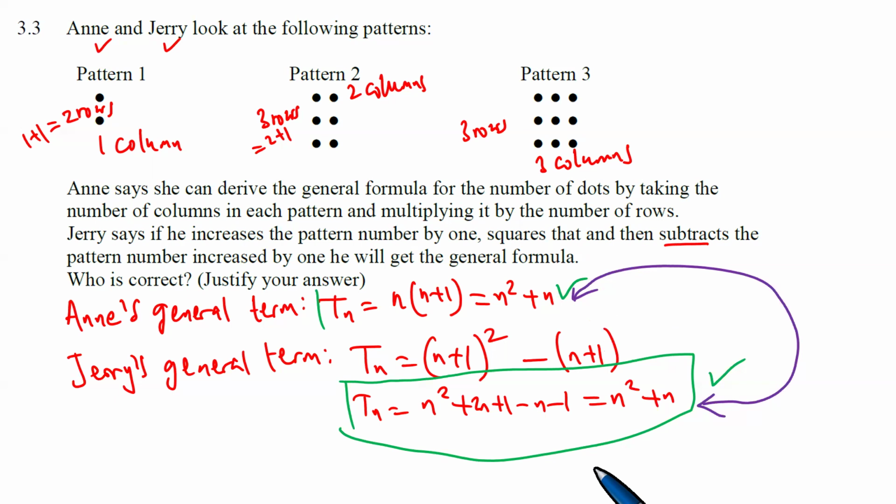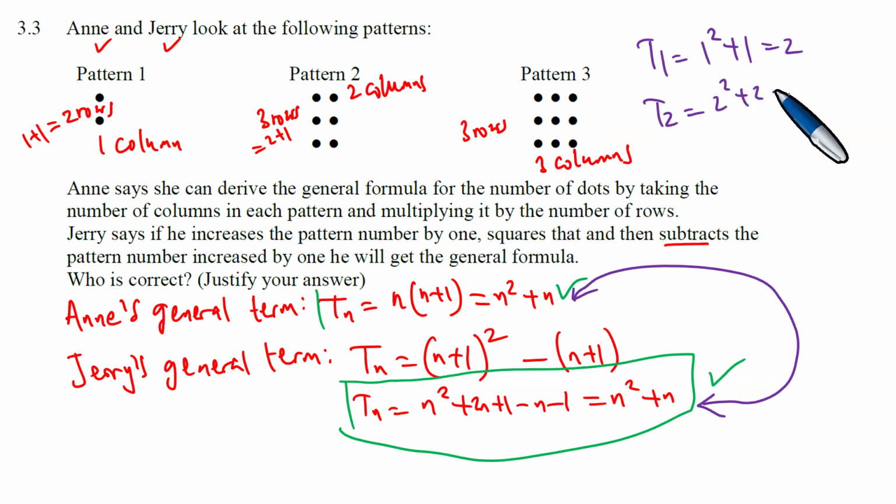So as a consequence, what we're able to see, so T1 is 1 squared plus 1 using both formulas, 1 squared plus 1, which is 2. T2 is 2 squared plus 2, which is 4 plus 2, which is 6. T3, which is 3 squared plus 3, which is 9 plus 3, which is 12.